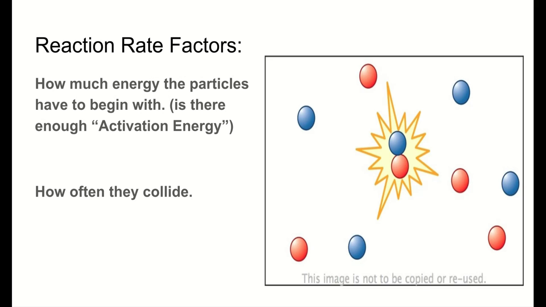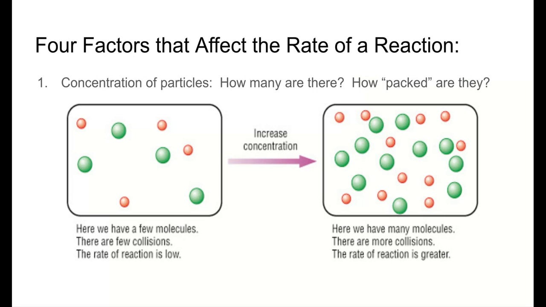And sometimes we need to make sure that our reactions are kept at a stable rate. Now, there are several factors that affect the rate of reaction, and that's what we're going to talk about this morning. As you already know, but let's recap. Rates of reaction are dependent upon how much energy the particles have to begin with. In other words, is there enough activation energy? If not, then we're going to have to adjust. The second point is how often they collide. What's the frequency of their collisions?